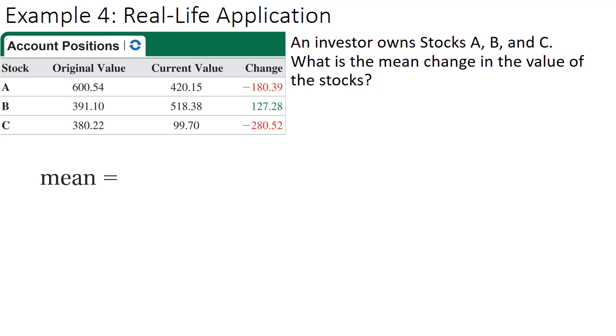So with this real life application here, we are going to be looking at a stock investor who owns 3 different stocks, A, B, and C. And we're going to find the mean change in the value of those stocks over some given time period. So for stock A, we see that that is negative 180.39. For stock B, we see that that change was 127.28. And for stock C, we see that that was negative 280.52.